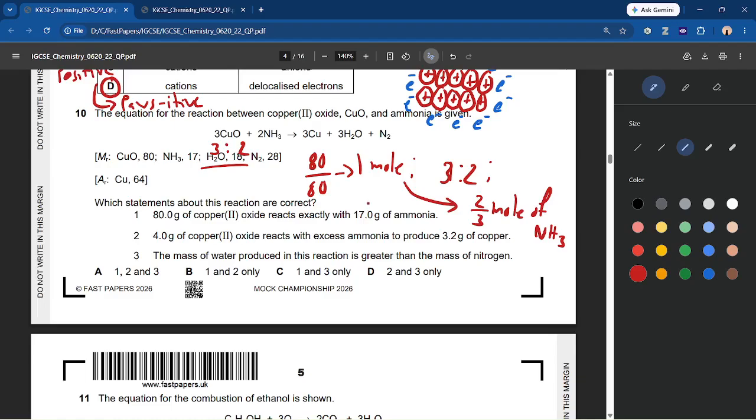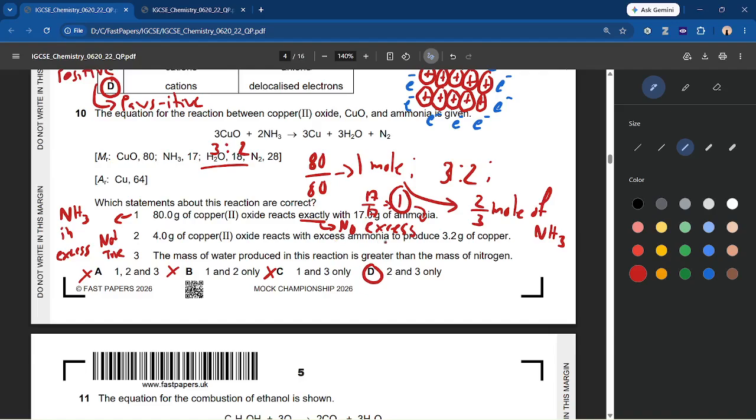No, because 17 grams of ammonia over here, 17 by 17, so you're getting 1 mole. Whenever you say exactly, that means you have no excess. But because we're seeing that you have 1 mole of ammonia, NH3 is in excess. So you immediately have to cut out 1. So this is not true. So you can cut off A, B, C, and you're left with D.